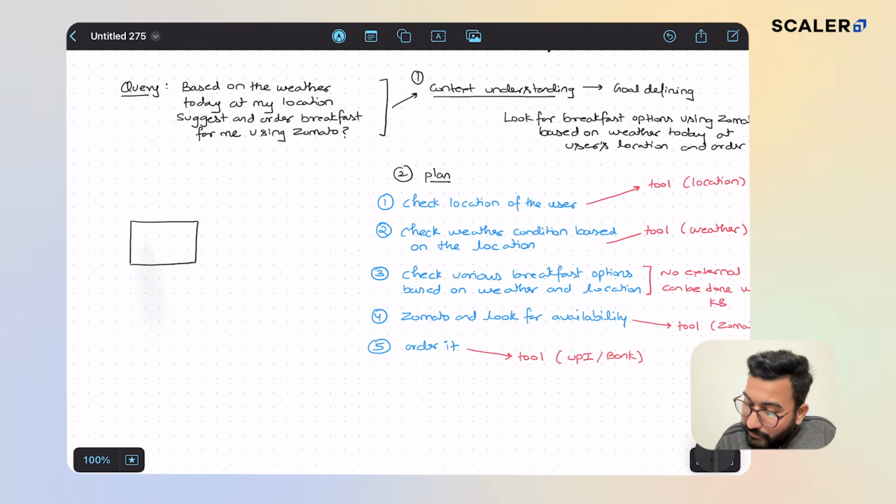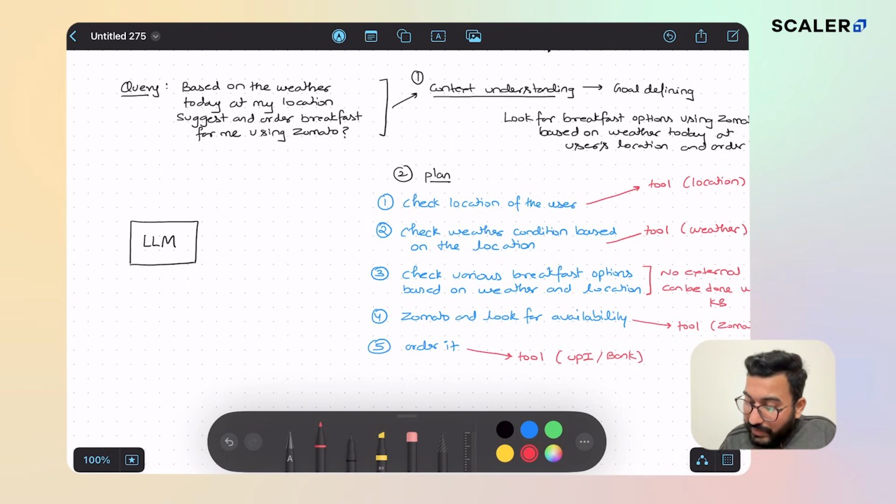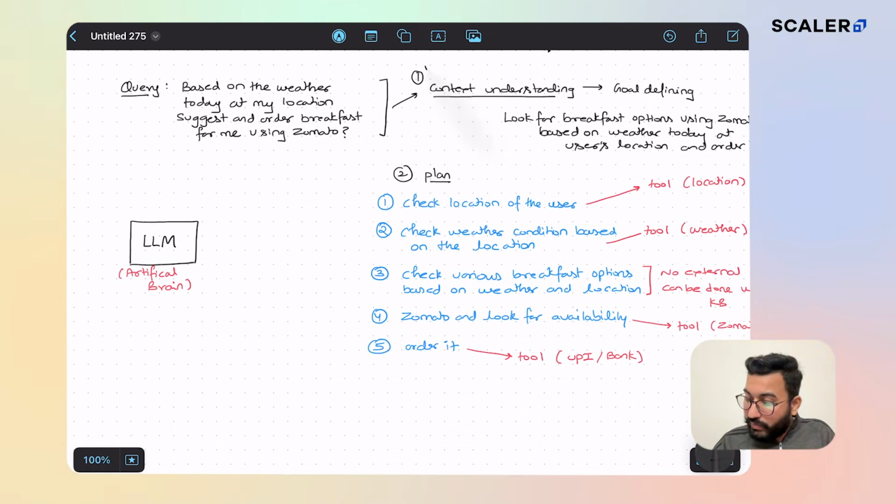So this is your LLM, which is ChatGPT, which is now the artificial brain. This is the intelligence that I was talking about. Since this brain can understand your context, can plan, can control, and can generate, these are the four powers which this LLM has now. Acting as an artificial brain, it will be able to execute step number one, and step number two, which is planning.